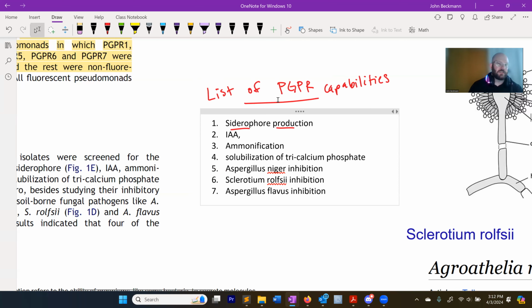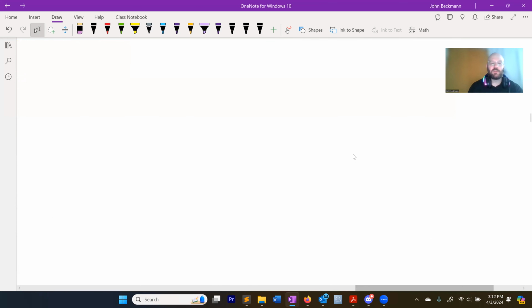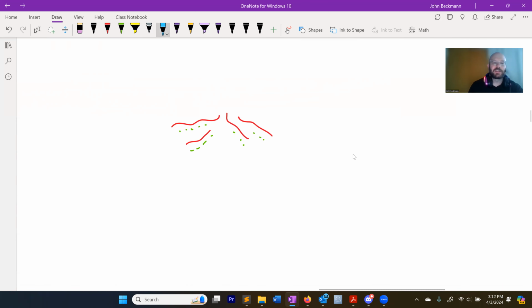This was in the original discovery of PGPRs, that Pseudomonas that Dr. Klepper found with potatoes. It protected the potatoes against plant pathogens. And the way that it did that was through the production of siderophores. Okay, so what actually that is, I have some more room over here. Imagine here's the roots. Imagine you have a green PGPR, okay, and you have, let's say, a blue pathogen.